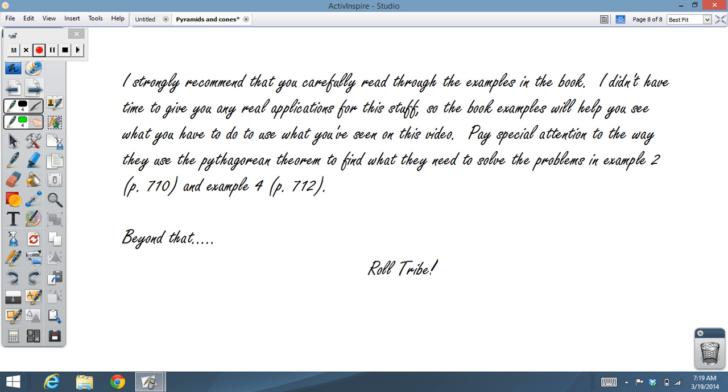Now I'm going to skip to the end here. We're not going to do any problems, mostly because I don't want to make the video too long, but I do strongly recommend you look at the examples in the book, especially examples number 2 and 4, because they're going to give you some demonstrations on how to use the Pythagorean theorem to find different parts based on what's given and what you need.